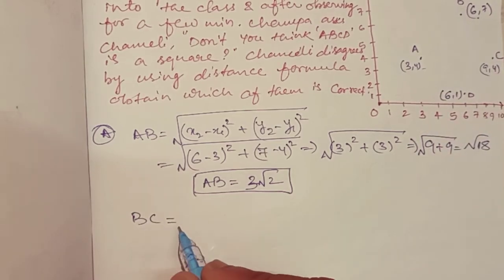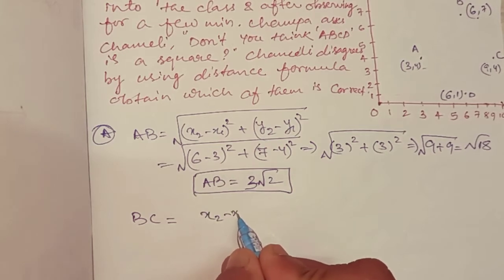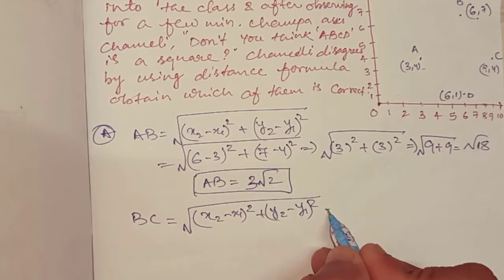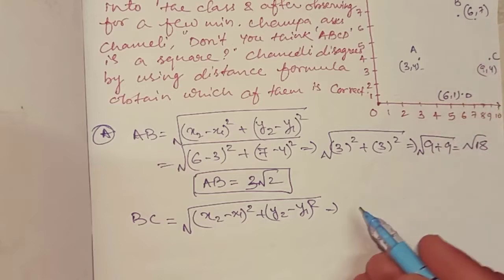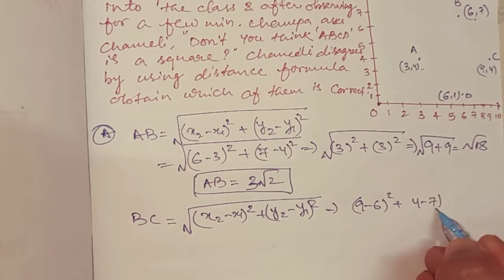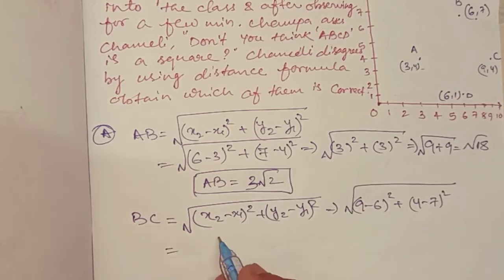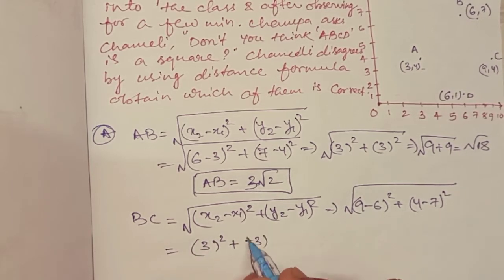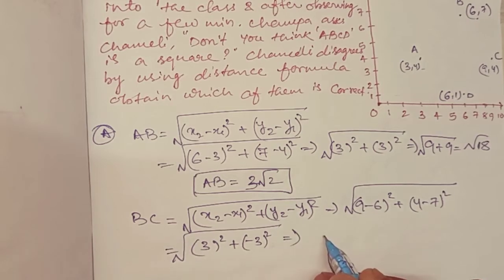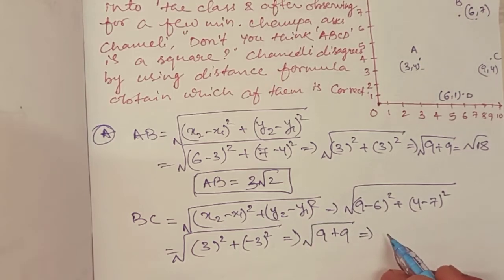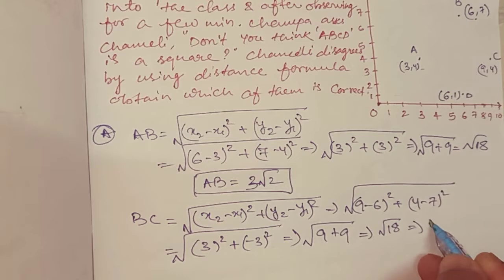Now we will find the distance between BC. Again, the square root of (x2 minus x1) whole square plus (y2 minus y1) whole square. That means (9 minus 6) whole square plus (4 minus 7) whole square. So we get 3 squared plus (minus 3) squared. The square of 3 is 9, and minus 3 squared is also 9. So 9 plus 9 is 18, root 18. So the distance BC is 3 root 2.